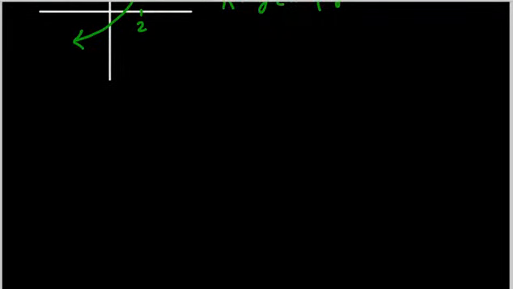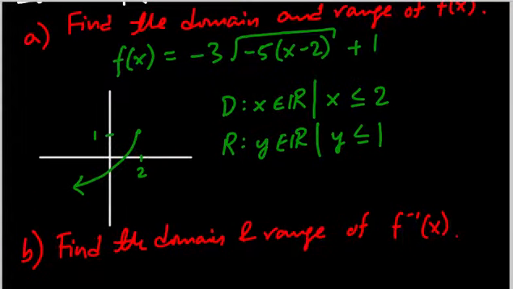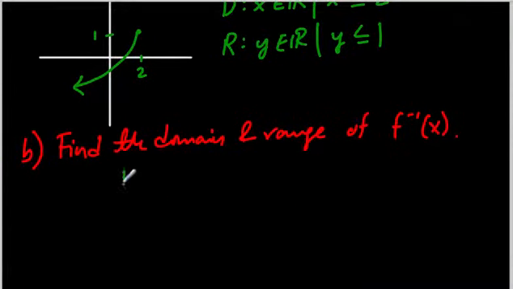Now let's do part B. Part B says find the domain and range of f inverse of x. Since we have the domain and range of the function, we can easily find the domain and range of the inverse. Remember, the domain of a function is the range of the inverse, and vice versa. So the domain of the inverse is x an element of the reals, and I'm going to use the range of f to help me get that. It's simply x is less than or equal to 1.